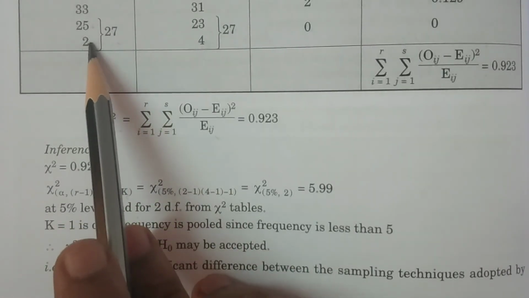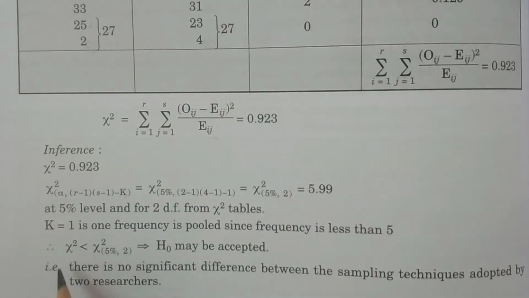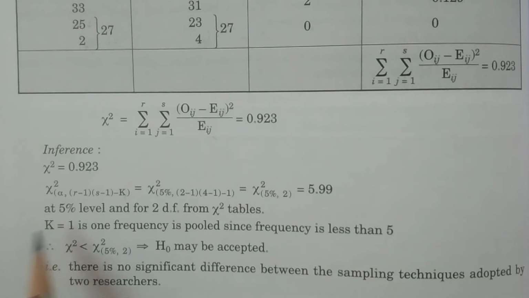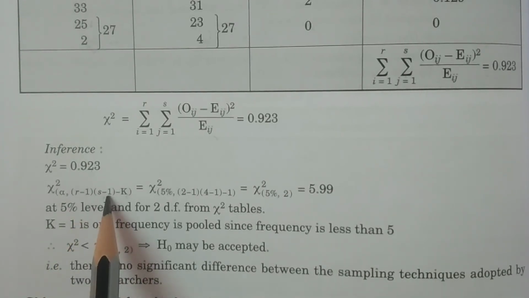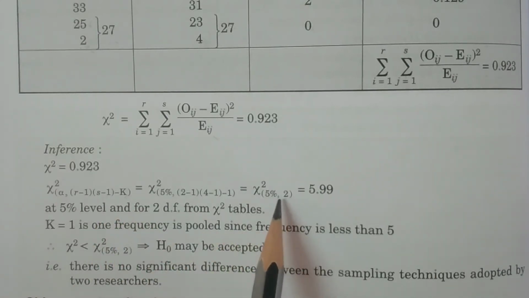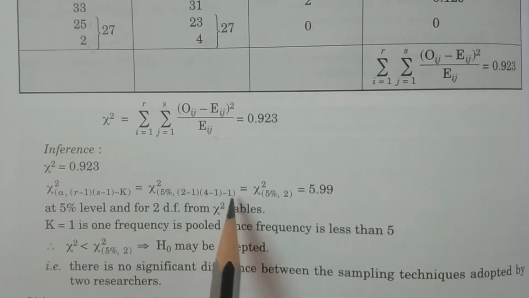The frequency 2 is pooled to the previous one. Therefore, one observation was pooled, so k is equal to 1, which is less than 5. That is r minus 1 into s minus 1 minus 1, which is 2 minus 1 into 4 minus 1 minus 1. The value is 1 into 3, 3 minus 1, 2.